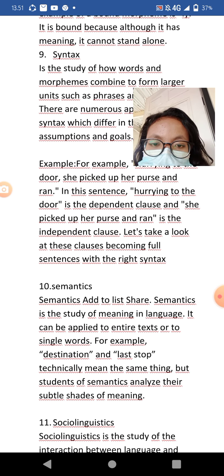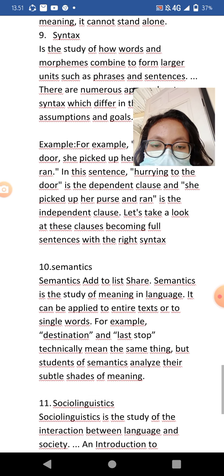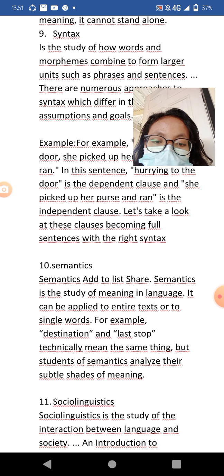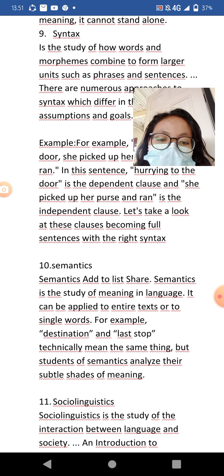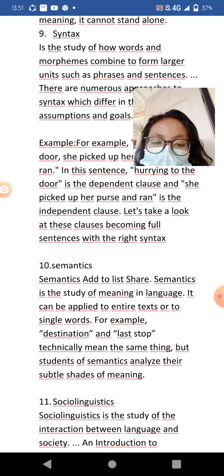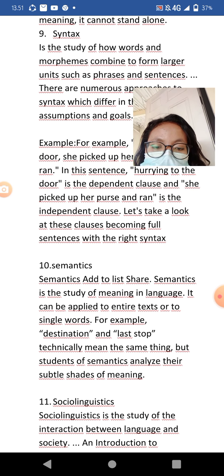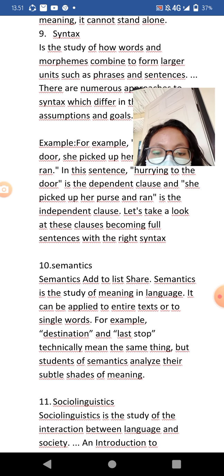Number ten, semantics. Semantics is the study of meaning in language. It can be applied to entire texts or to single words. For example, destination and last stop technically mean the same thing, but students of semantics analyze their subtle shades of meaning.